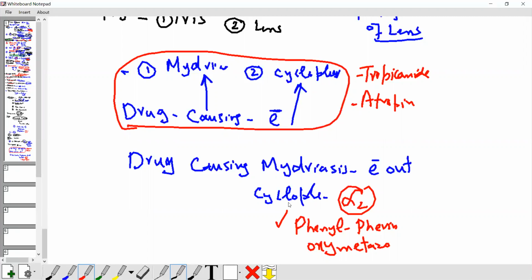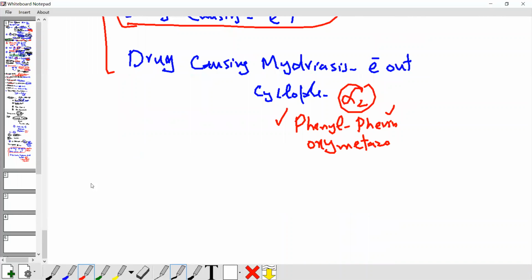Understand? Tropicamide. Why do you not use atropine? Because atropine has a very long acting effect, and the patient complains of blurring of vision. One week, two weeks they have a problem with vision. So we use short acting tropicamide or phenylephrine. This concept clear? Yes, sir. Okay.